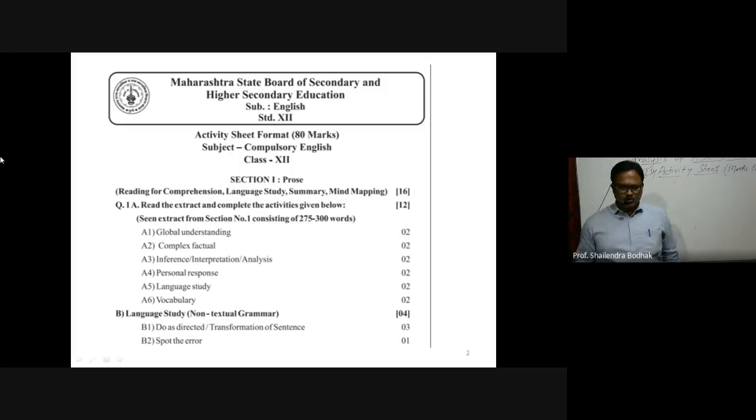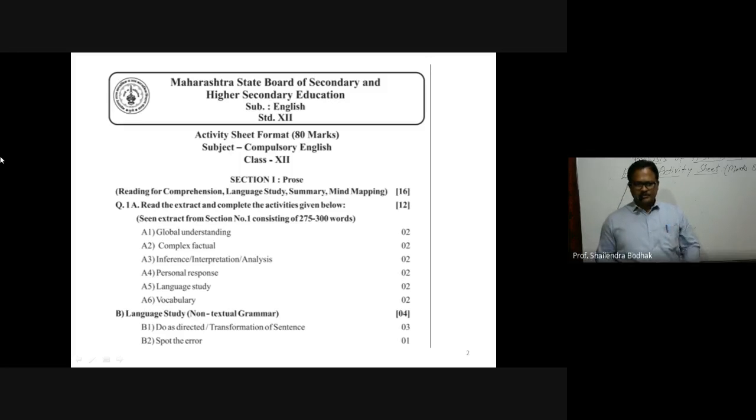Or B2 is the spot the error. Now if you go back to your textbook of 11th standard, you will find on page number 22 how to spot the error. Means the sentence will be given and there may be a small mistake, an error in that particular sentence. Then you have to find out, and then in your answer you have to write the correct sentence, that is spot the error.